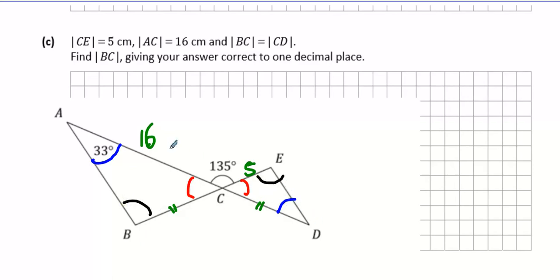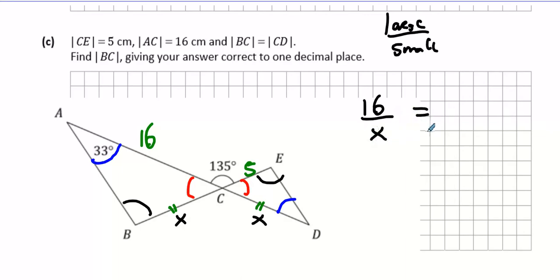Now, to 16, we're going to do large over small. The large side and its corresponding small side on the smaller triangle. Large side is 16, which is in between blue and red. And in between blue and red on the smaller triangle, we'll just call it length X. And length X is CD, and it's the same as length X BC. So 16 over X. No bother.